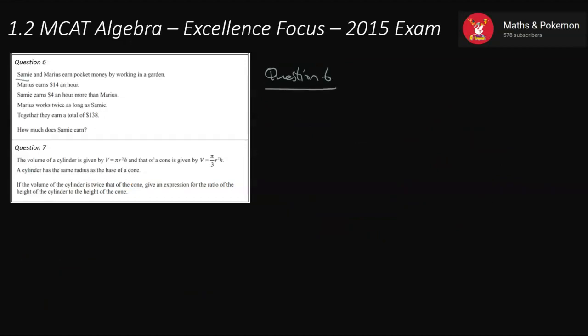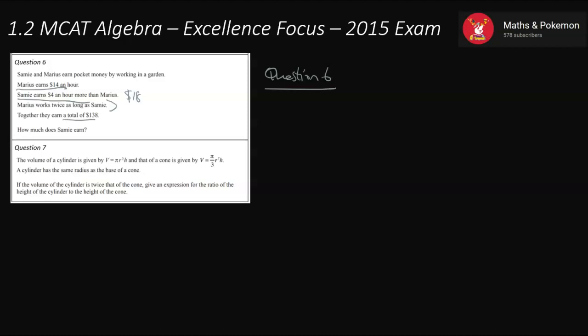And we've got Sammy, and I think Marius is how I say that. Marius earns $14 an hour. Sammy earns $4 an hour, so that makes Sammy $18 per hour. Marius works twice as long as Sammy. They earn a total of $138. How much does Sammy earn? So this one's going to be a bit messy.